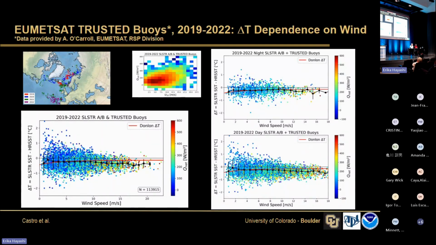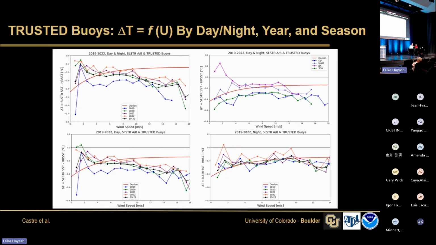The nighttime data correspond to these buoys in the Bay of Biscay, and for those lower latitude buoys, we see a perfect agreement with Donlon, but increased variability after 10 meters per second. For the daytime dependence, there's increased delta T with wind speed for all wind speeds. Because we have over 100,000 matchups, we can look at this in different ways, and this is the mean dependence stratified by year and season.